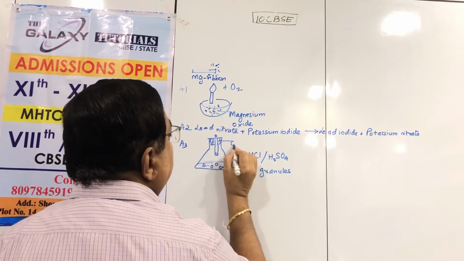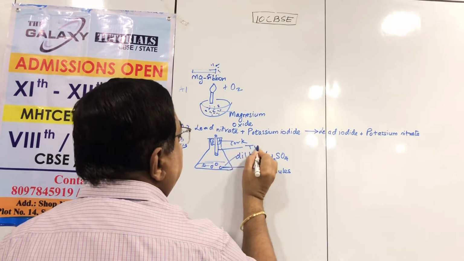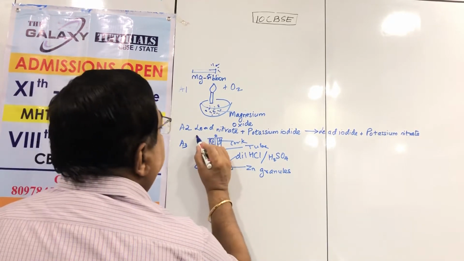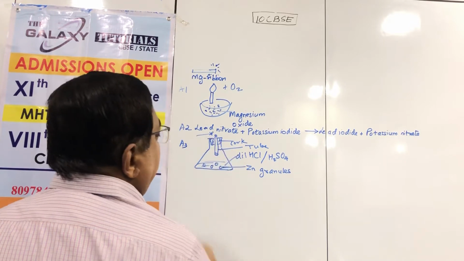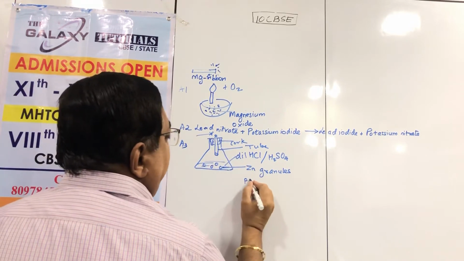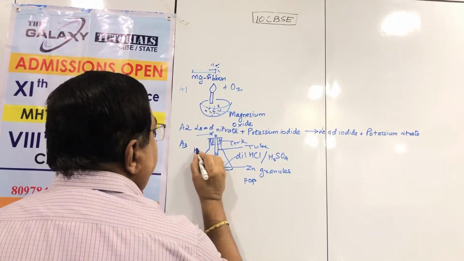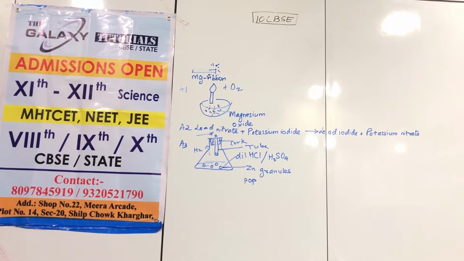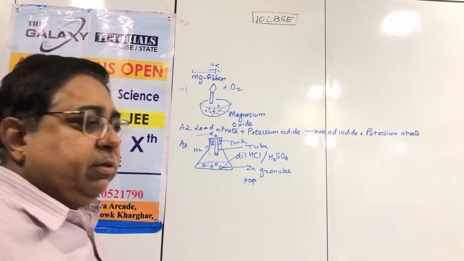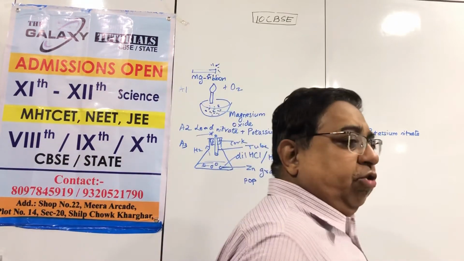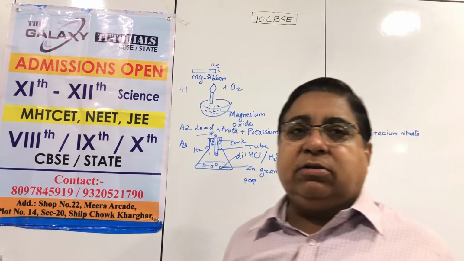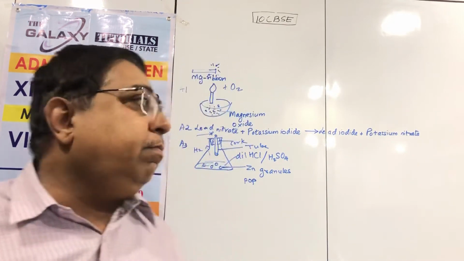This is the cork. This is the tube. What happens if I take a lighted splint, a matchstick? I will see a pop, a pop explosion, because hydrogen gas is formed and given out. If I take only acid and put the matchstick, nothing happens. If I only take zinc granules and put the matchstick, nothing happens. When I add both, they react, and then hydrogen gas is given out, which I can test with a burning splint.